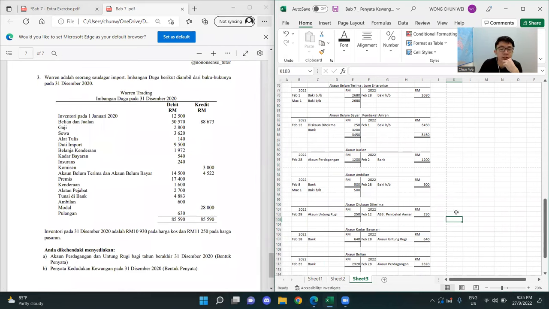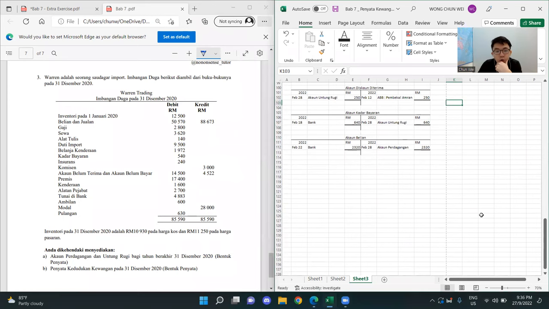Okay, to 9:36. So if you have done, you try question 3. So this is simple account perdagangan yang untung rugi. Then you have to do it in bentuk pernyata. Okay, so we try to complete this as fast as possible because it's very simple question. It's straightforward question, so you can actually do it very quick. All right, okay, 9:36, let's go. Question 3.